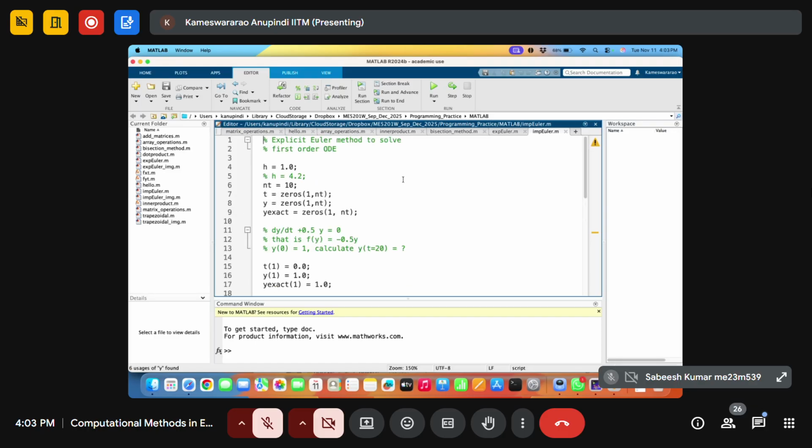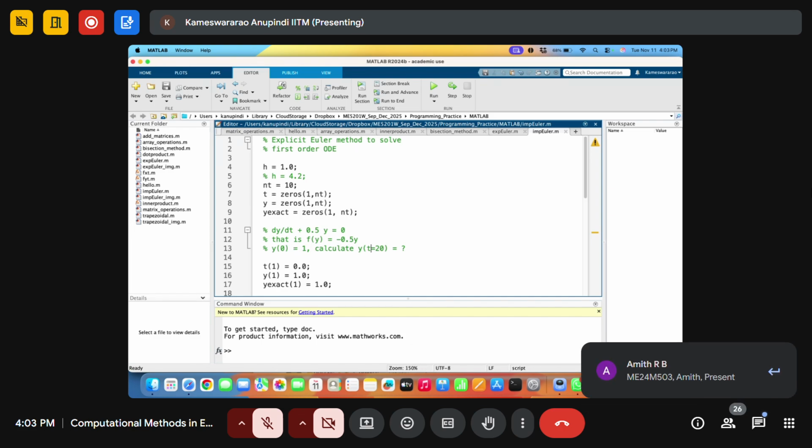For example, I have h equals 1, number of time steps is 10, and then we are initializing t, y and y exact to zeros. Then we are again solving the same problem, that is dy dt plus 0.5y equal to 0, in which case f of y equals minus 0.5y. And then we are initializing the problem with y of 0 equals 1. And then we want to calculate either y of t equals 10 or 20. So let me put it 20 here.